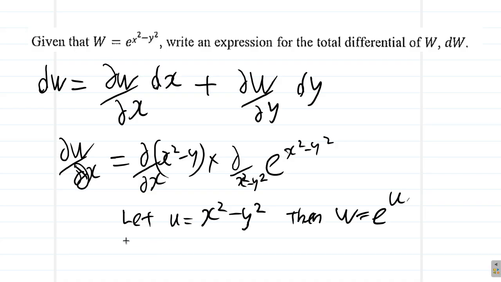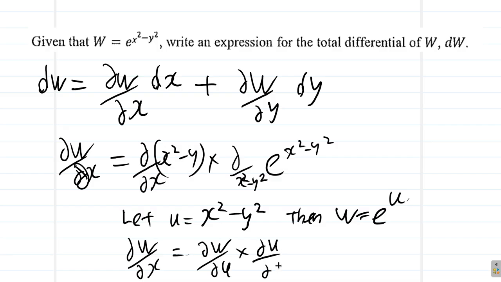Alright. Now, if you say you want the derivative of W with respect to x, then what you're going to have is the derivative of W with respect to u times the derivative of u with respect to x. The du and the du would cancel, leaving the derivative of W by the derivative of x, right?